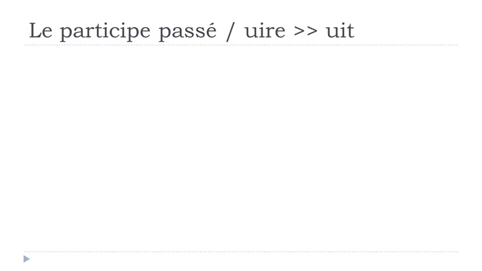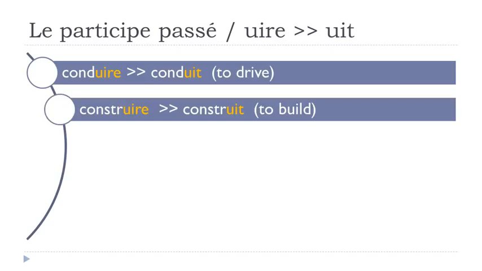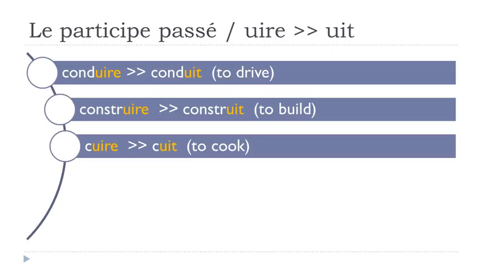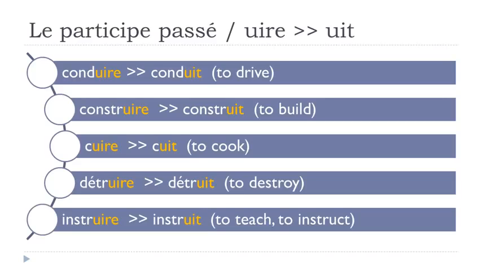Now another group, verbs ending with uire, and they will become uit for the participe passé. Let's see. Conduire, conduit. Construire, construit. Cuire, cuit. Détruire, détruit. Instruire, instruit. You can notice that even if I put this final t, as usual, I don't pronounce it. Conduit, construit, cuit, détruit, instruit.